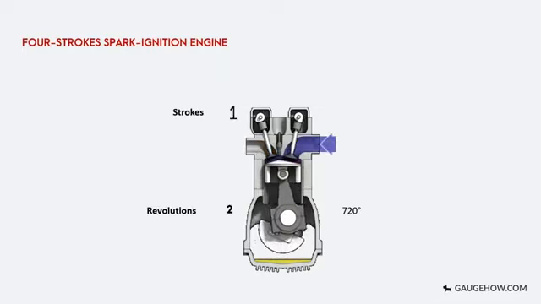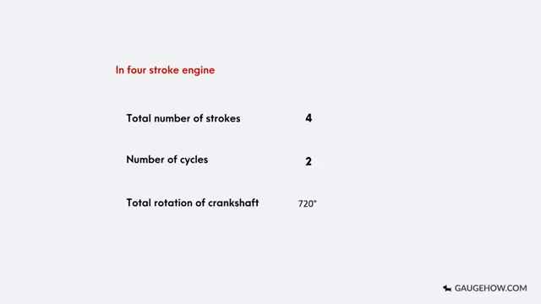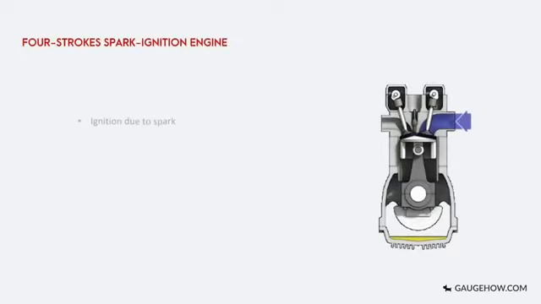When the piston completes 4 strokes, the crankshaft makes 2 revolutions. Each stroke consists of 180 degrees of crankshaft rotation, thus it requires 720 degrees of crankshaft rotation to complete the cycle. Since ignition in this engine is due to spark, it is called a spark ignition engine. Compression ratio for this engine is between 6 to 10. Compression ratio is the ratio of the maximum to the minimum volume of the space swept by the piston of an IC engine during a compression stroke.